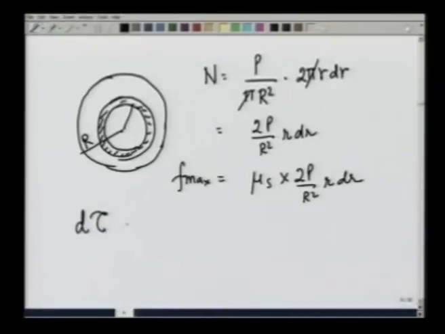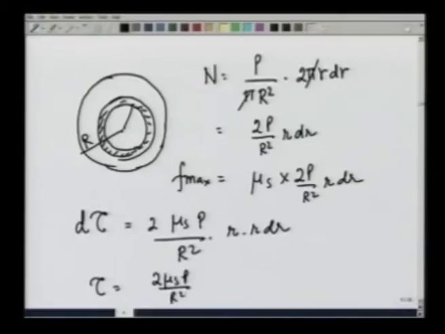The torque d tau due to this friction is going to be 2 mu s P over R square times r dr, and I integrate to get the total torque, which is going to be 2 mu s P over R square, integration r square dr from 0 to R. It comes out to be 2/3 mu s P R. So, that is the maximum possible torque that can be generated by the friction, and therefore, the maximum possible torque tau that I can apply without moving the cylinder is going to be 2/3 mu s P R.